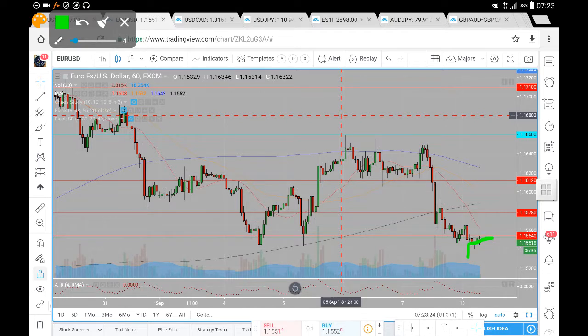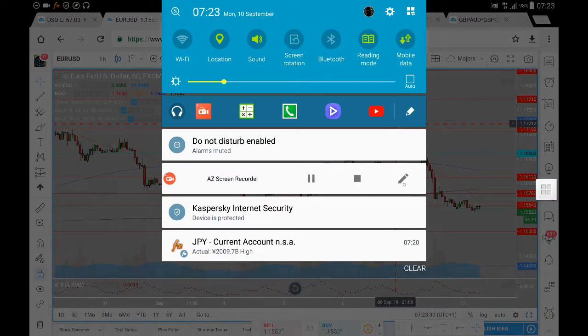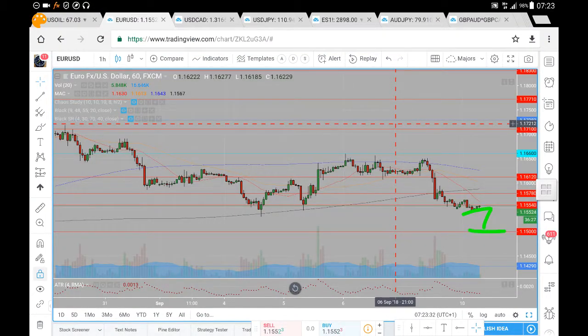So if we do reject this 1554 and we do see continued sell side momentum here on the euro dollar, the very next level of note to the downside, we move down towards a 115, successful break from which we then look at price head down towards 14.29 here on the euro dollar.